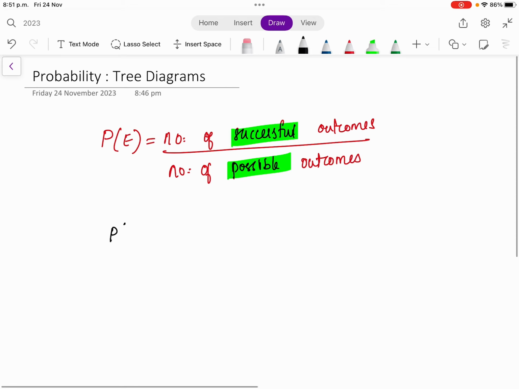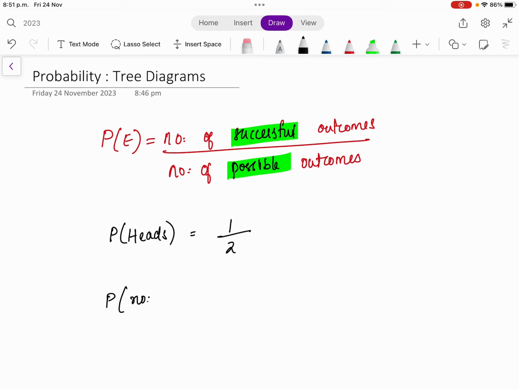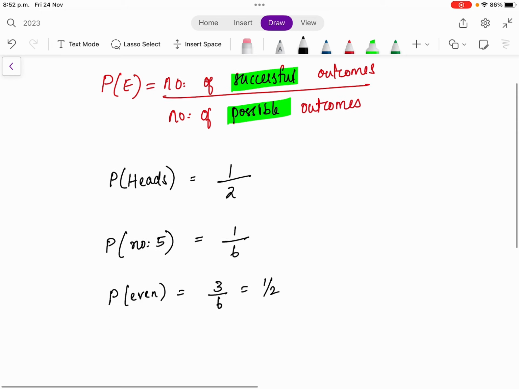The probability of getting a heads when you toss a coin: the successful outcome is how many times it can happen, which is 1. And the number of possible outcomes is 2. So it is 1 over 2. The probability of getting a number 5 when you roll a dice is 1 over 6. Or the probability of getting an even number when you roll a dice is 3 over 6, which is equal to 1 over 2. So this is one basic concept of probability.